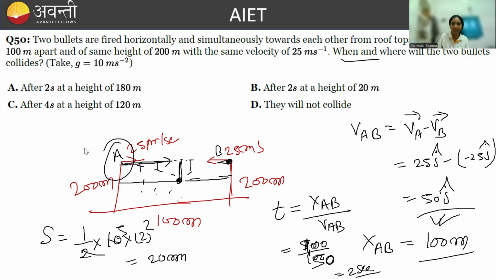Suppose they met here, so this is 20 meter down. It means from the ground it is at what height? 180 meter, because the total height is 200 meter. So the correct answer will be after 2 seconds at a height of 180 meter, not 20 meter. So the correct answer is A.